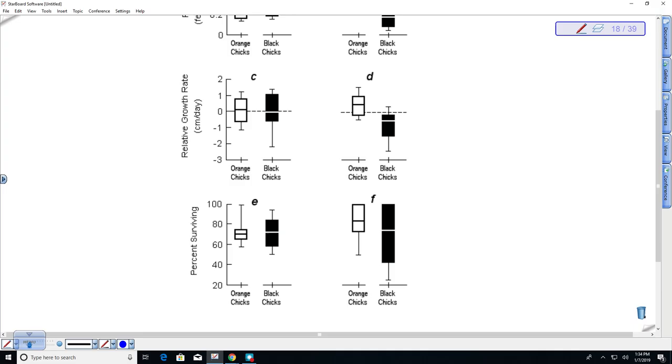If some chicks were better able to beg, you would expect that if you cut the orange off of them, there would be no difference between the orange and the black, right? So it appears that this may be the reason. It's not a theory, right? It's just still a hypothesis. The data supports the hypothesis. The data did not prove the hypothesis.